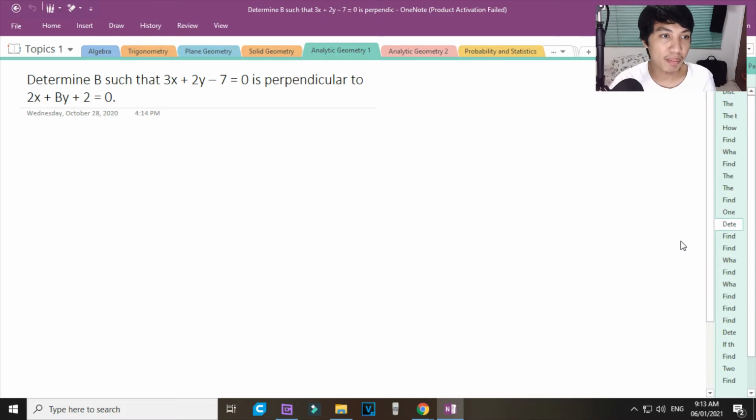Next problem. Determine B such that 3x plus 2y minus 7 is perpendicular to 2x plus By plus 2.